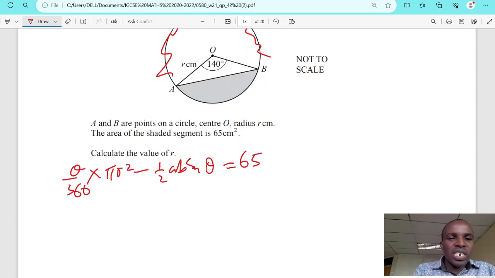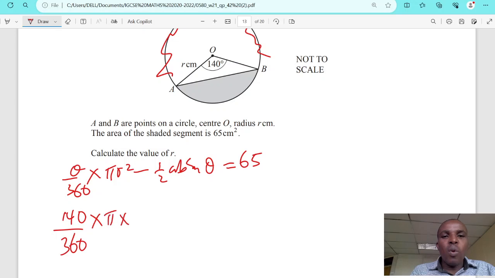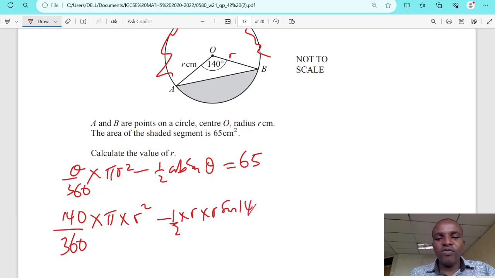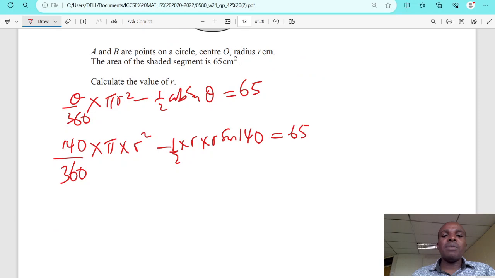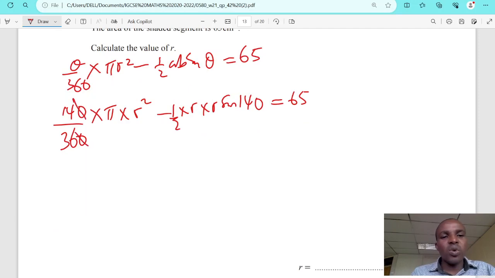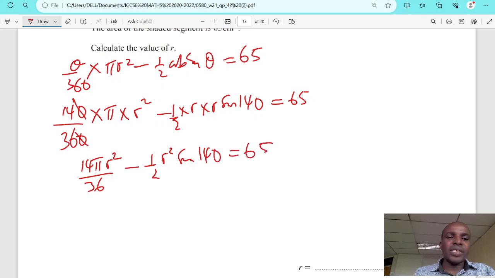So this is the formula that you need. Theta is an angle. Your angle is 140 over 360 times pi times, what's your radius? It's r squared. We have to find r, by the way. Then half times r times r, this side is r, half AB sine theta, then sine 140, is equal to 65. Then it's just a matter of simplifying. The 0 and 0 cancel out. Then 14 over 36. So it will be 14 pi r squared over 36, minus half r squared sine 140, equal to 65, like this.